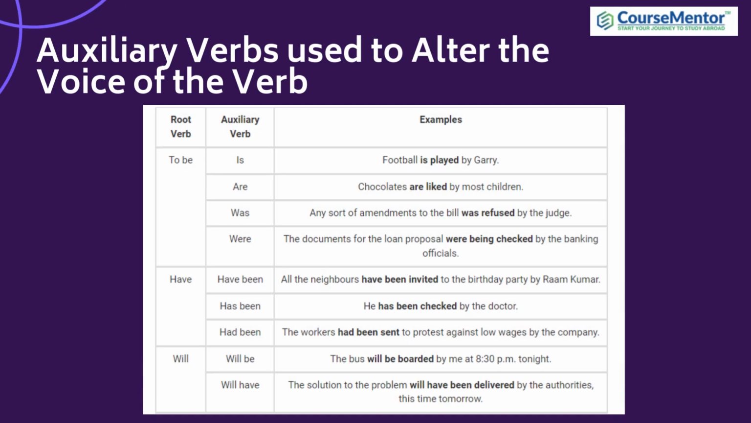Auxiliary verbs used to alter the voice of the verb. All forms of to be, have, and will can be used as auxiliary verbs to represent the voice of the verb in a sentence. Let us look at some examples of how these auxiliary verbs can be used.